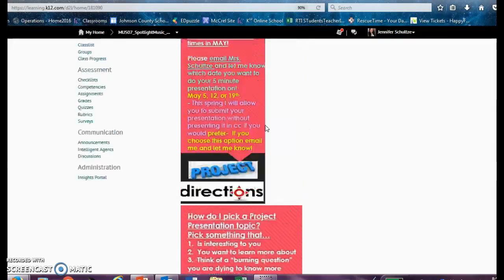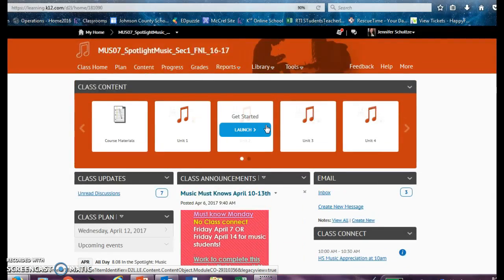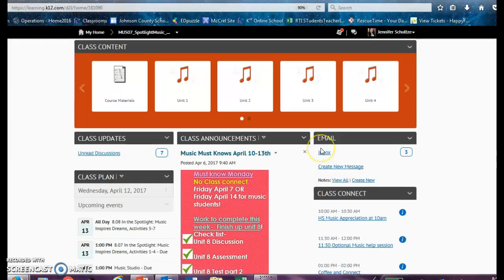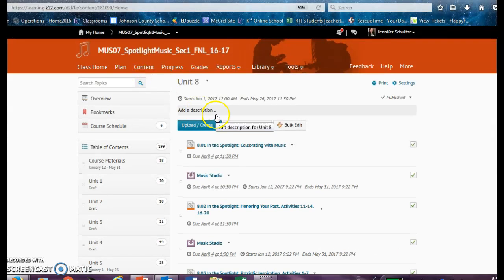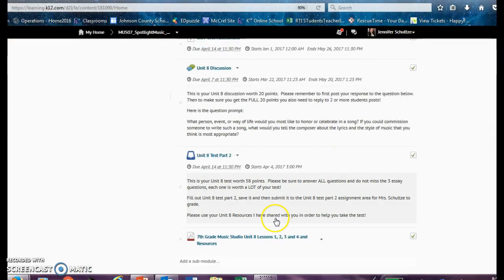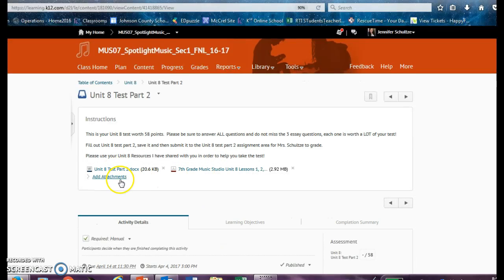And then just another quick heads up: if you don't know where your resources are, one important thing to do is note that you can go into your content, and your resources for Unit 8 are at the bottom. So you'll notice right here, Unit 8, Lessons 1, 2, 3, and 4 resources. You will also find it if you click on Unit 8 test, where you'll see not only your test, but also your resources in there. So hopefully that gives you a little bit of an idea of what you need to be doing with that.